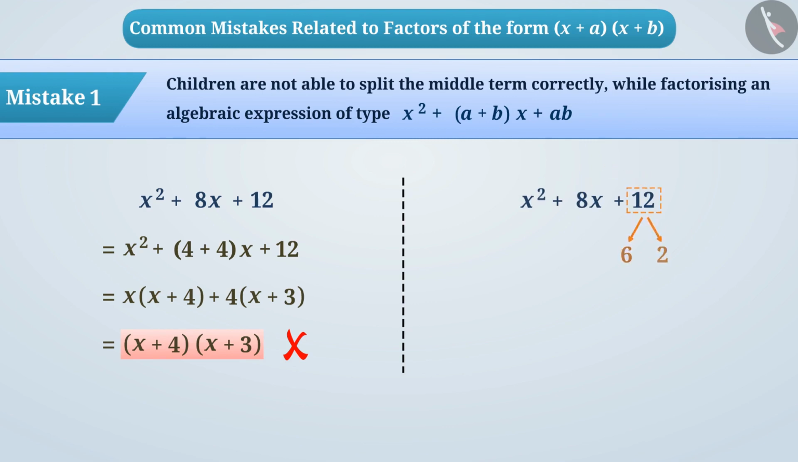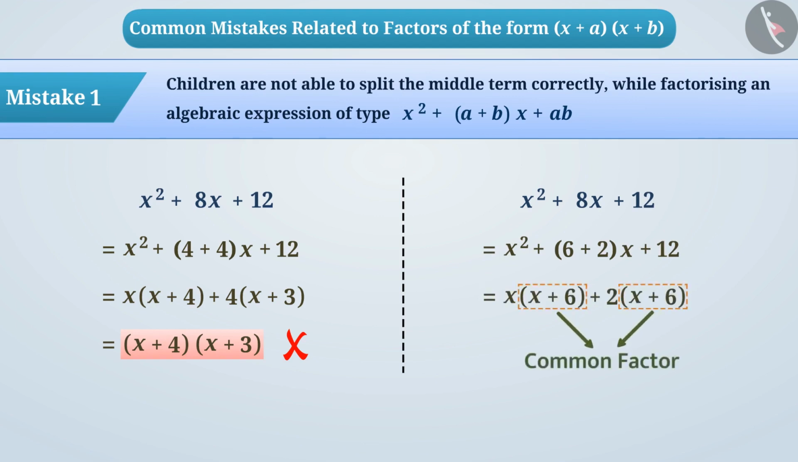So we can write x² + 8x + 12 as x² + (6 + 2)x + 12, which on further solving we get the following. Here you can see that x + 6 is a factor of both these terms, so x + 6 is a common factor. Hence, we can take x + 6 common. In this way, we will get (x + 6) and (x + 2) as the correct factors of this expression.